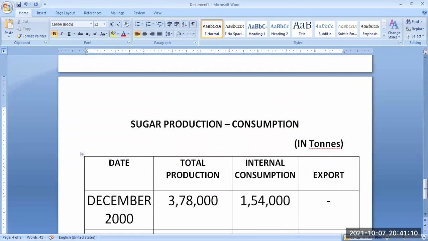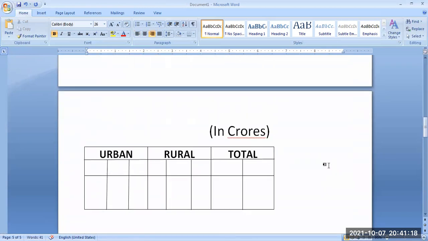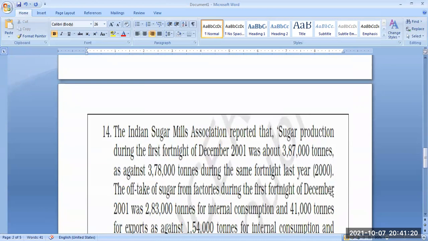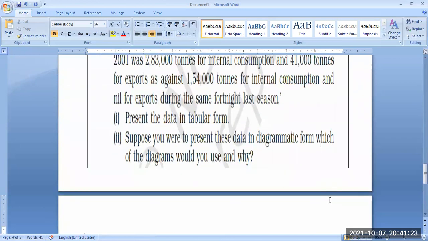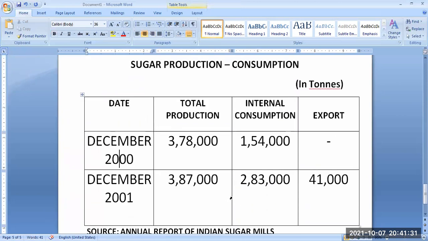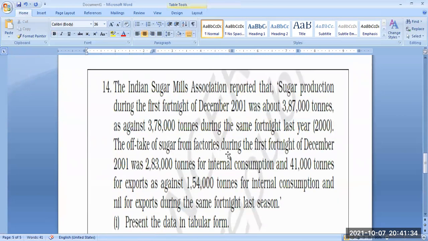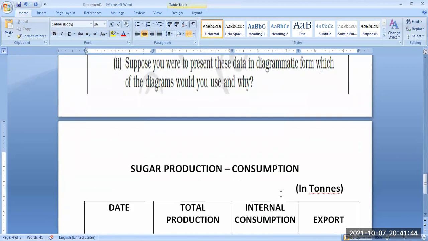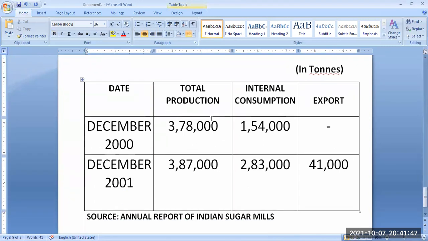The units, whether they are in rupees or tons or kgs or liters, you have to mention compulsorily. So did you get this one? That is the beauty of the table. This is a description, presentation of data in descriptive form. This is confusing, but in a table, within a fraction of seconds, you can understand.